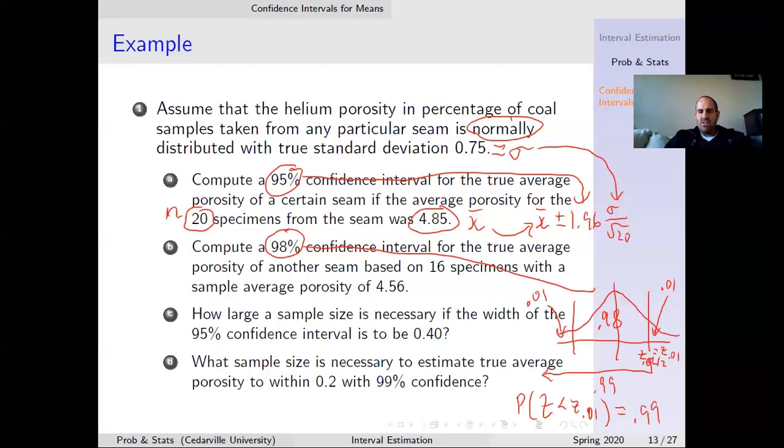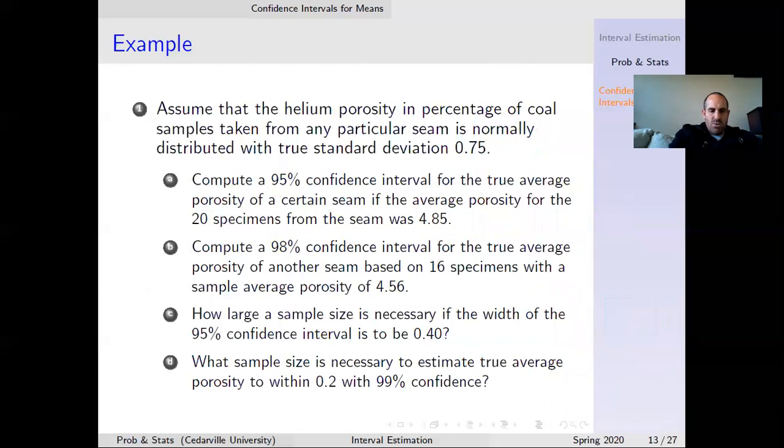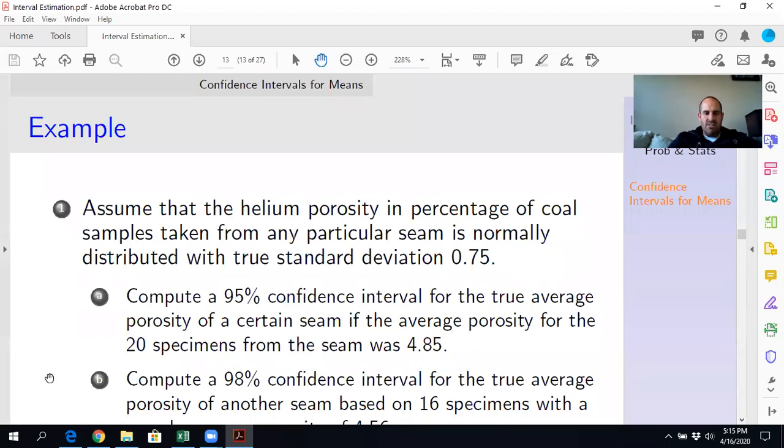How am I going to figure out what Z sub 0.01 is? Well, I could straight up use a table. I could look for a number in the table that's close to 99%. Or I could just use Excel. I could use the inverse in Excel. So let's actually go take a look at that. I want a number in the standard normal distribution that has 99% of the data below it.